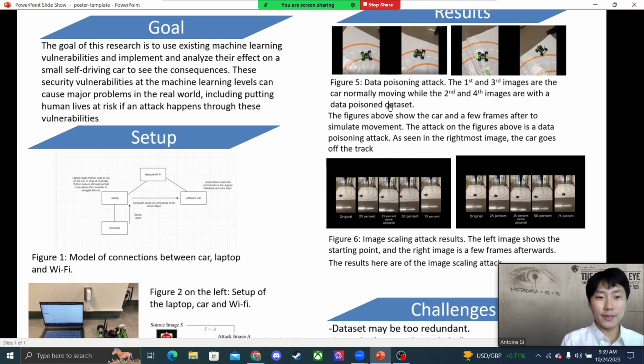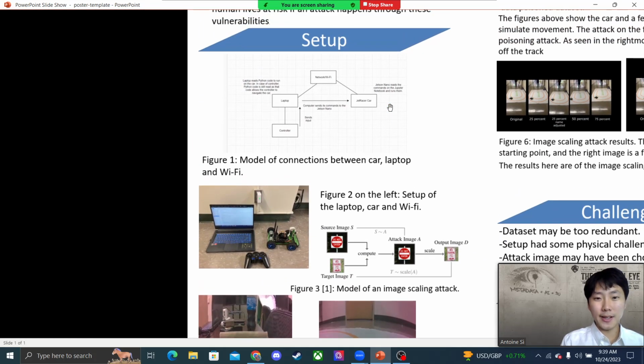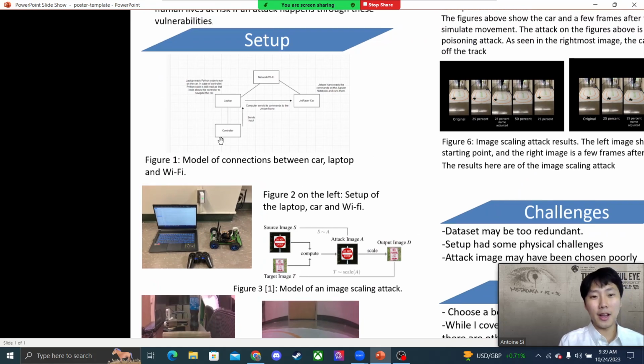So this bottom slide here shows the setup: we have the network adapter, the laptop, the JetRacer car, and the controller. The JetRacer car is going to be our small self-driving car. The controller is only used to create the data set that the computer vision and machine learning models will use for the JetRacer car to drive itself around the track.